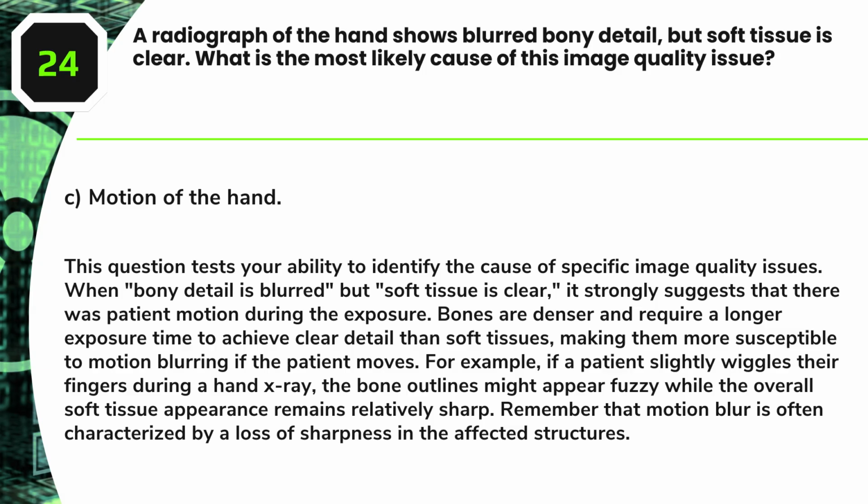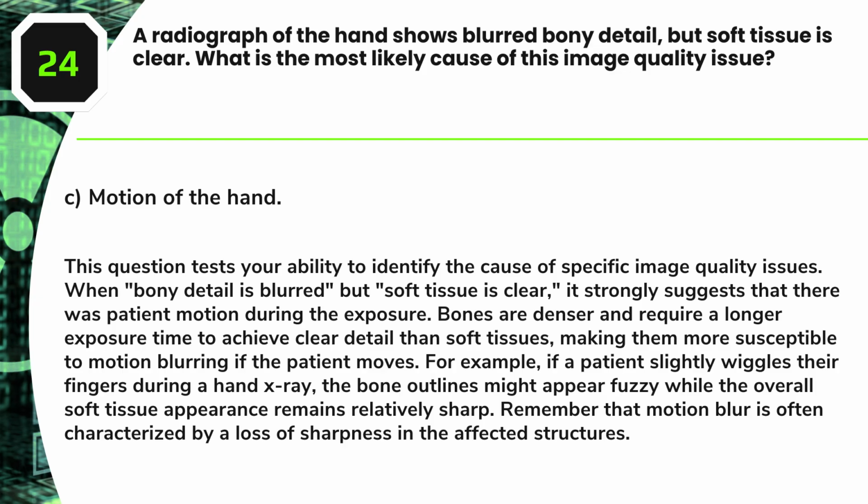Answer: C. Motion of the hand. This question tests your ability to identify the cause of specific image quality issues. When bony detail is blurred but soft tissue is clear, it strongly suggests that there was patient motion during the exposure. Bones are denser and require a longer exposure time to achieve clear detail than soft tissues, making them more susceptible to motion blurring if the patient moves.